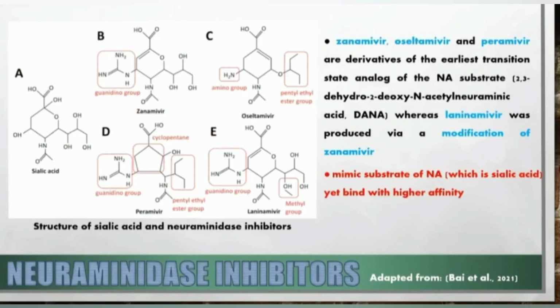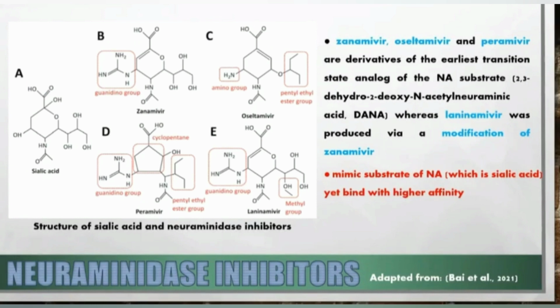By studying well the interaction of the neuraminidase active site with sialic acid, neuraminidase inhibitors were developed to act as competitive inhibitors to stop neuraminidase from interacting with sialic acid. There are 4 main examples of neuraminidase inhibitors that led to drug development, namely zanamivir, oseltamivir, peramivir, and laninamivir.